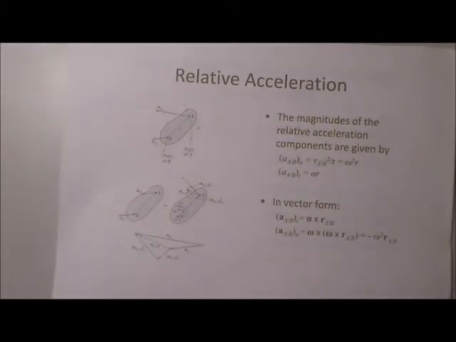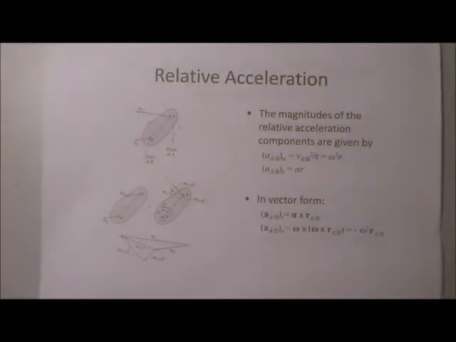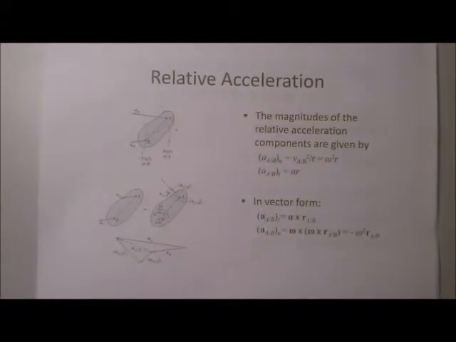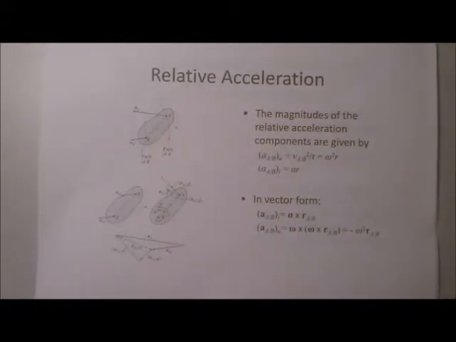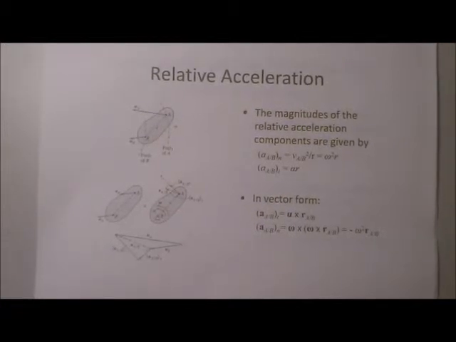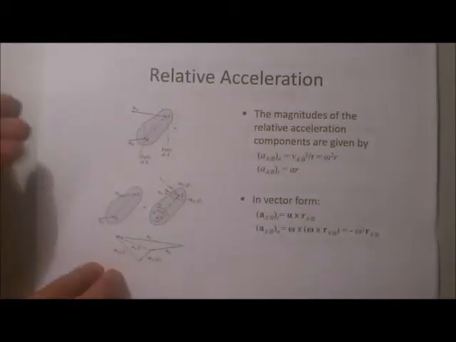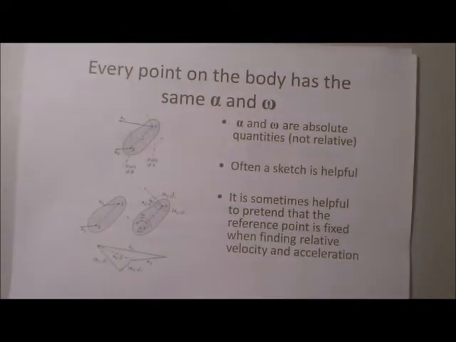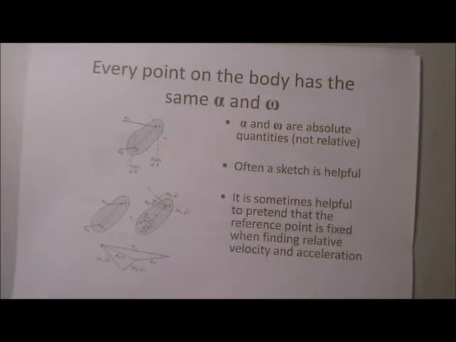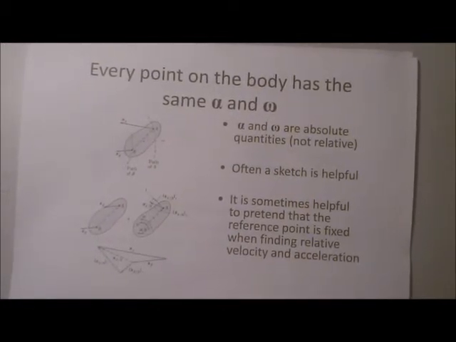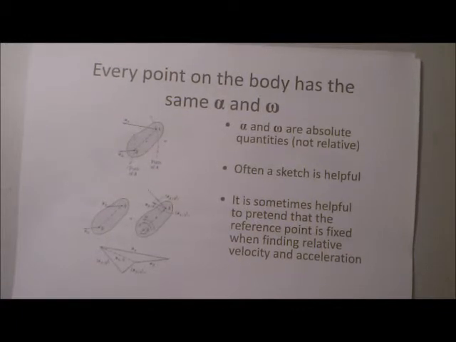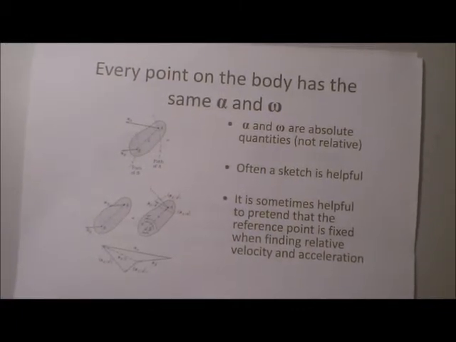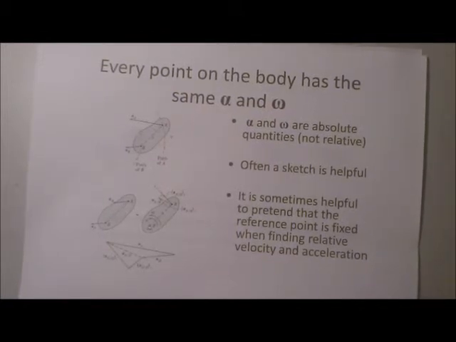Relative acceleration. The magnitudes of the relative acceleration components are given by that. Every point on the body has the same alpha and omega. Alpha and omega are absolute quantities, not relative, where alpha is angular acceleration and omega is angular velocity.